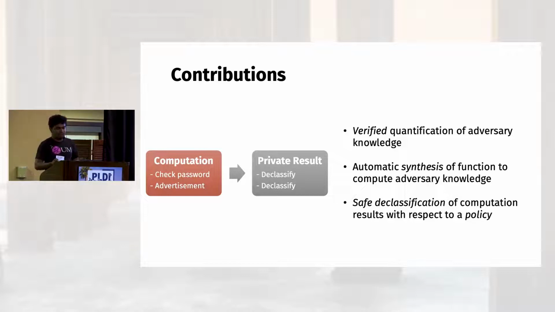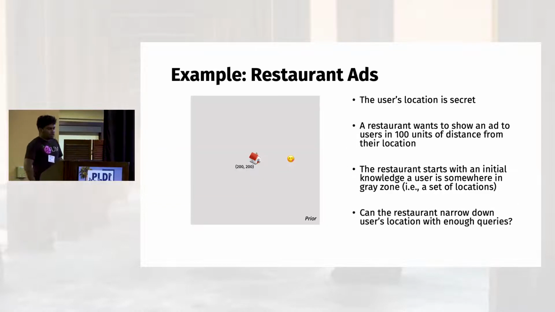Coming to our contributions, we do three things. First, we have a verified quantification of this adversary knowledge. Then we automatically synthesize a function that computes how the knowledge evolves, so computes the posterior of the knowledge in some sense. And we also give you primitives that allow you to apply policies and safely declassify the results of the operation. So I'll walk you through an example of how this turns out.